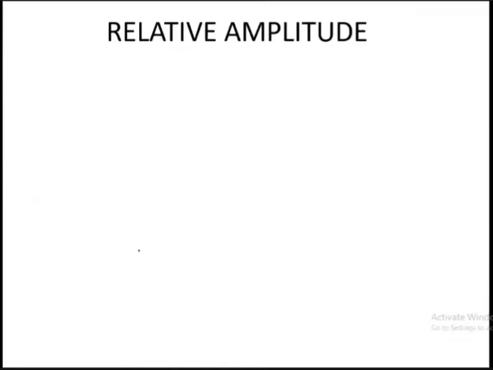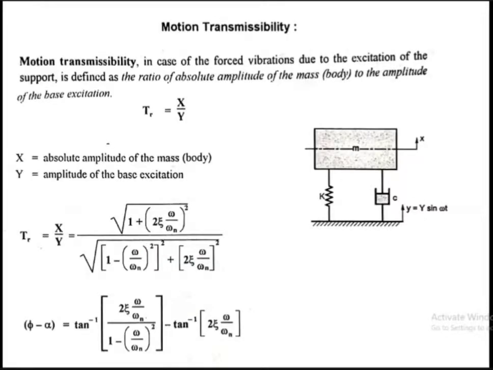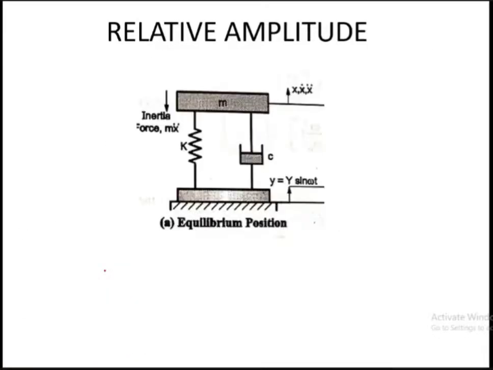So obviously, if the ratio x upon y is the same, then phi minus alpha, that is the phase angle, will also be the same. So what is the phase angle for the forced vibration due to the excitation of support? Phi minus alpha. I hope it is clear to all of you. Now I will finish off with the relative amplitude.